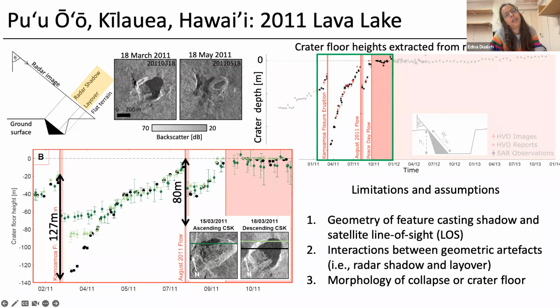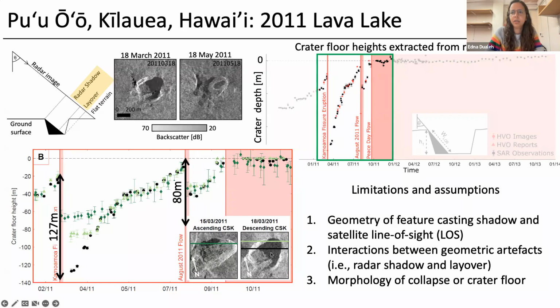If we compare the measurements that we have to the actual heights calculated by the Hawaiian Volcano Observatory at the time, we can see that for the black cross section, which we are confident was the best one we could get for this crater, we capture the Komomo fissure eruption height relatively well. However, for the second collapse in August 2011, there's still quite a big difference.